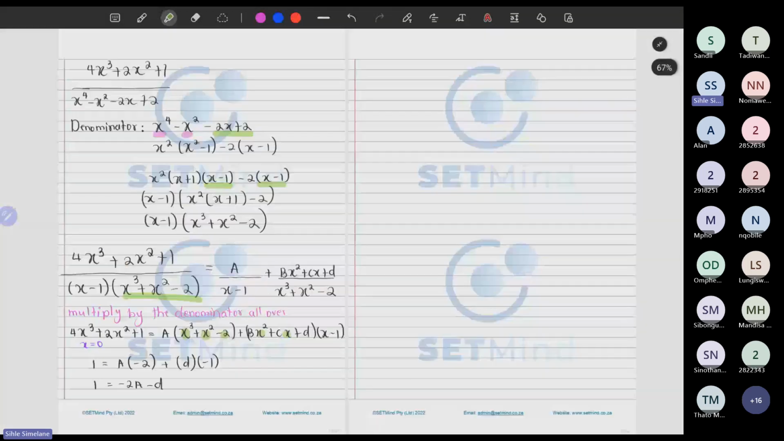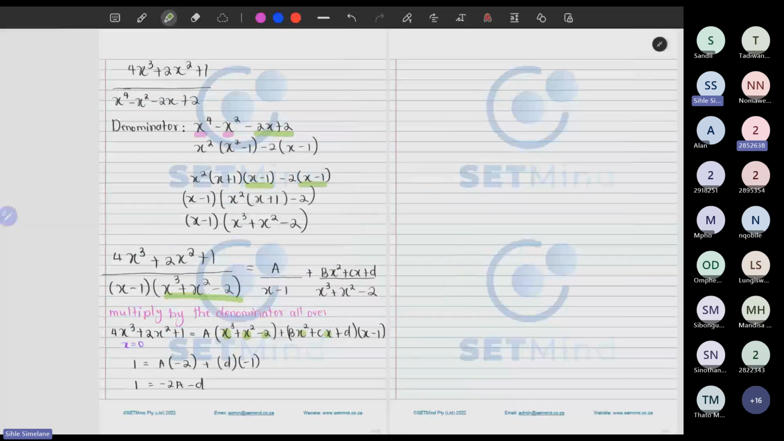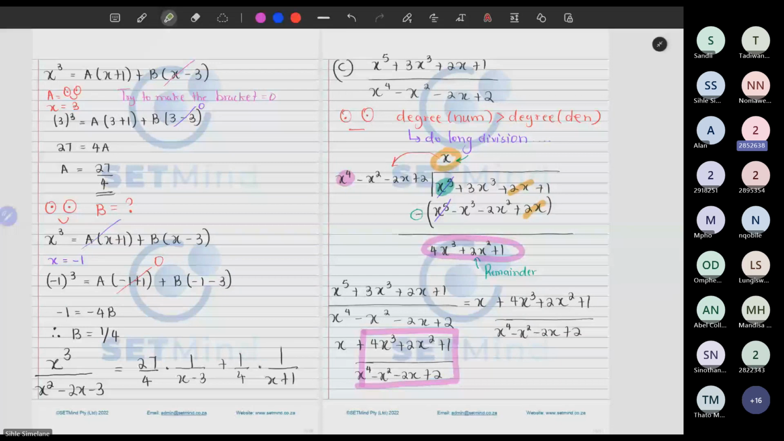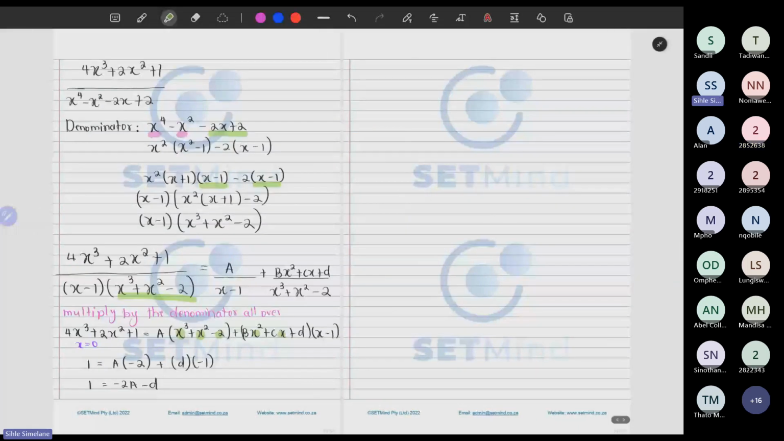So let's quickly proofread our solution. Let me come here. Yes. What if we use the cover up method? You mean the cover up rule? So that would work. It would work perfectly here only for A. Are you aware of that? Yes. Because A is the only linear function here.